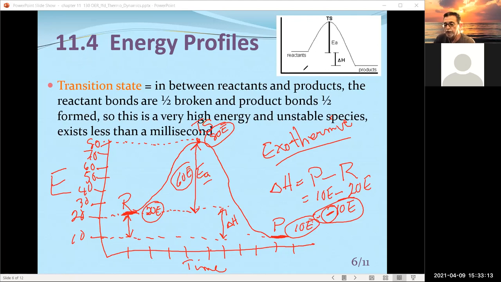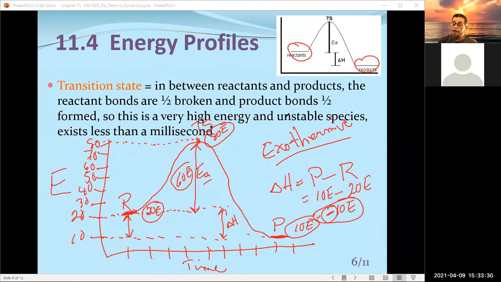The thing to remember, you don't have to go through this numerical exercise. I just showed it to you to tell you how we come up with these values. But you can graphically see that the energy state of my products is much lower at the end than my reactants began with.